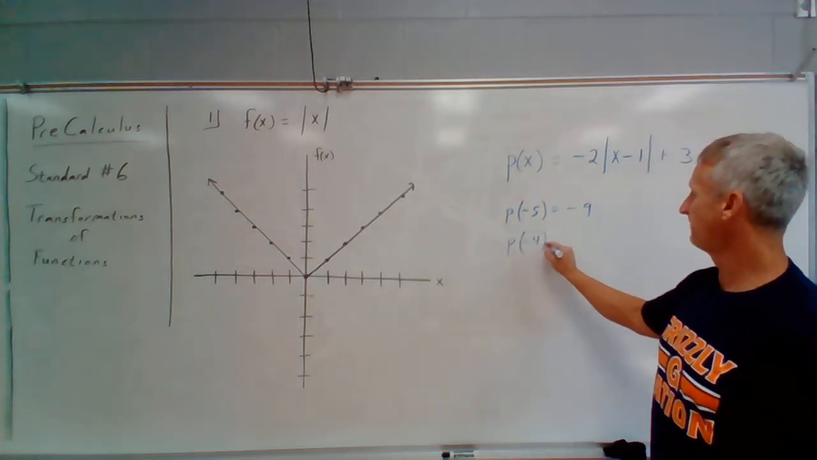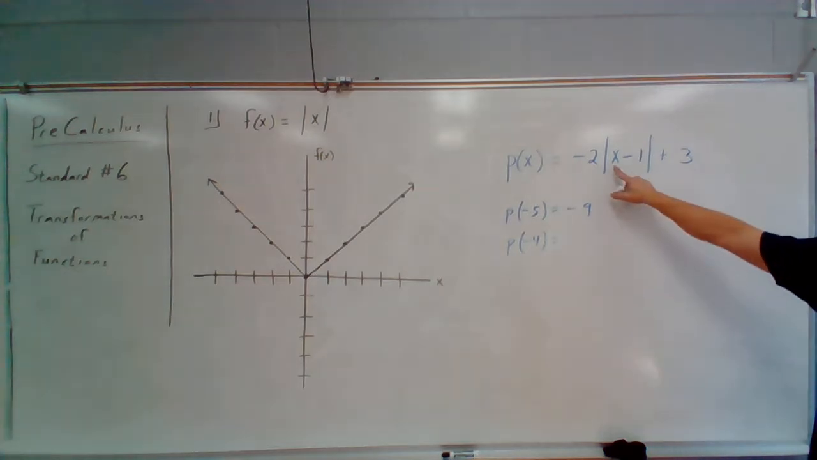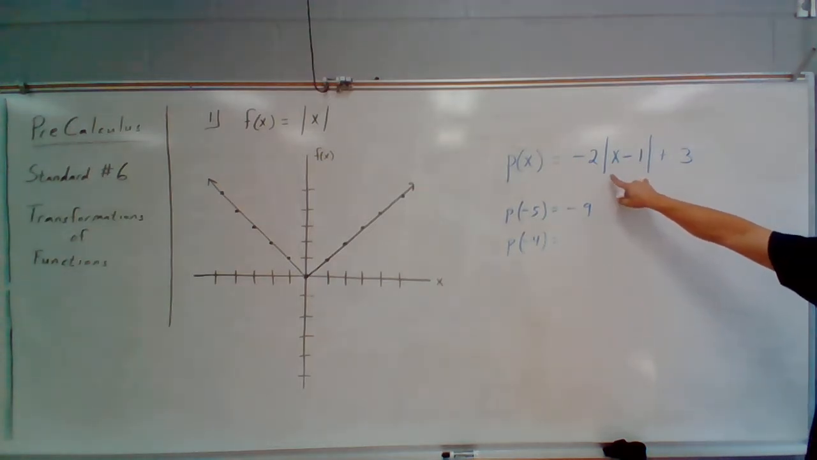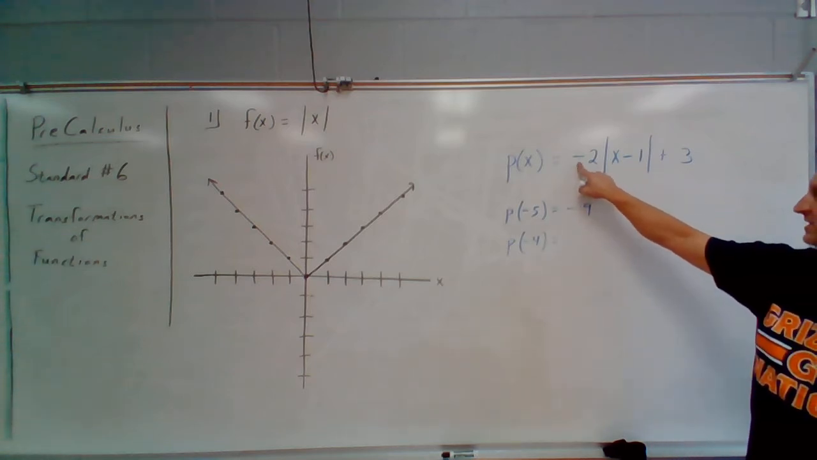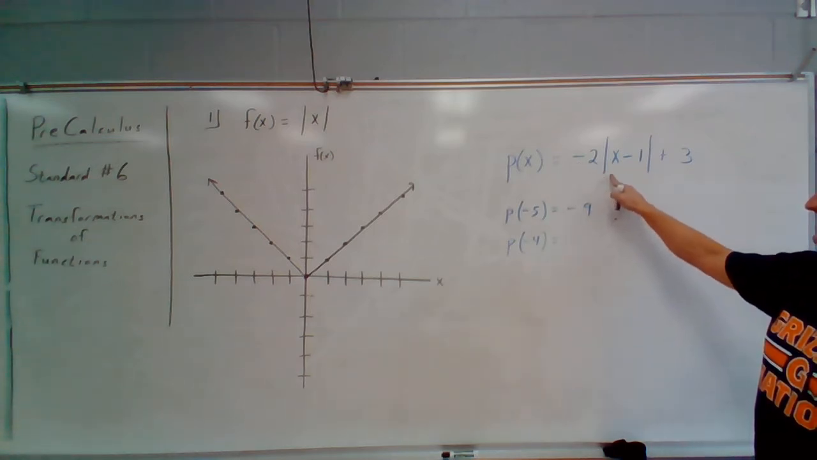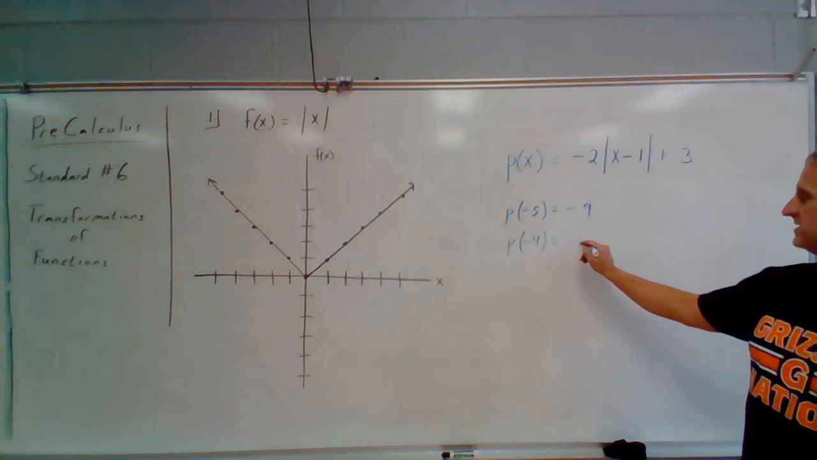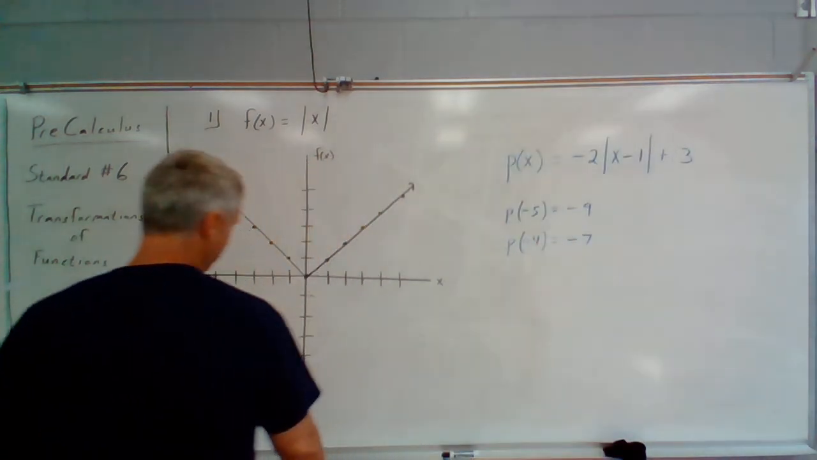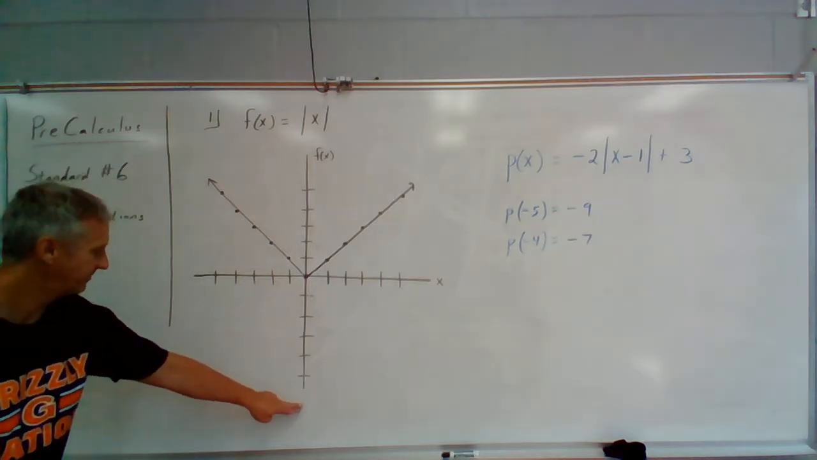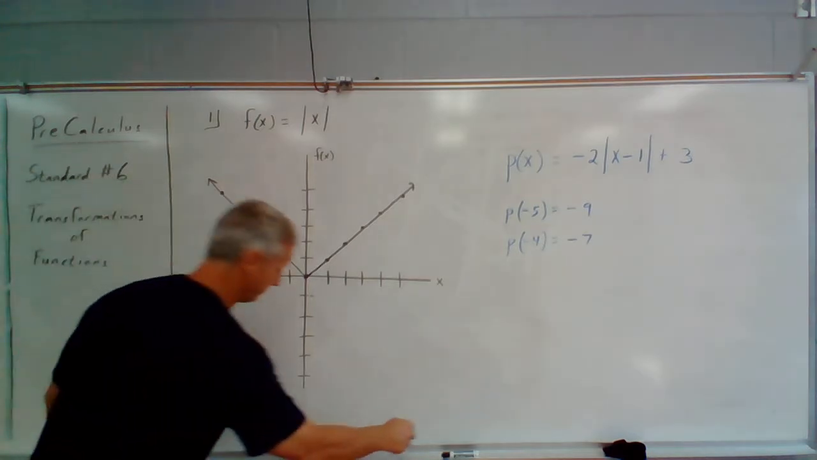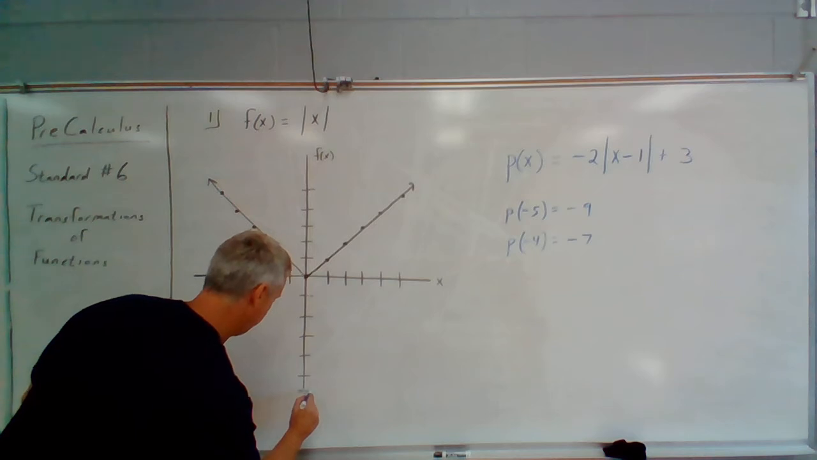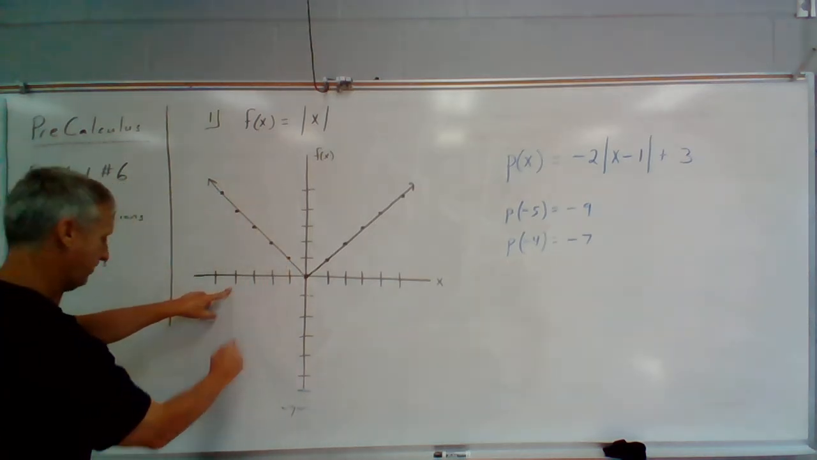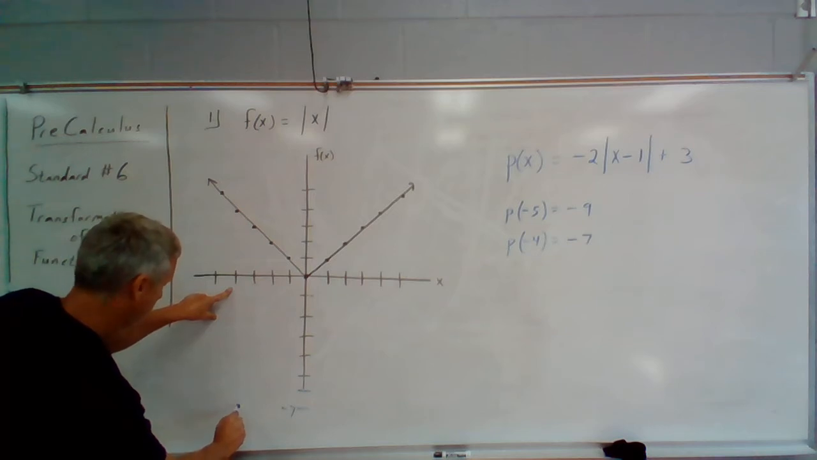All right, let's try -4. P of -4. Okay, so if I plug in -4, -4 minus 1 is -5. Absolute value of -5 is 5 times -2 is -10. -10 plus 3 is -7. Okay, so that would be down in this area somewhere. We'll go ahead and do that one. So if I plug in -4, I get -7.